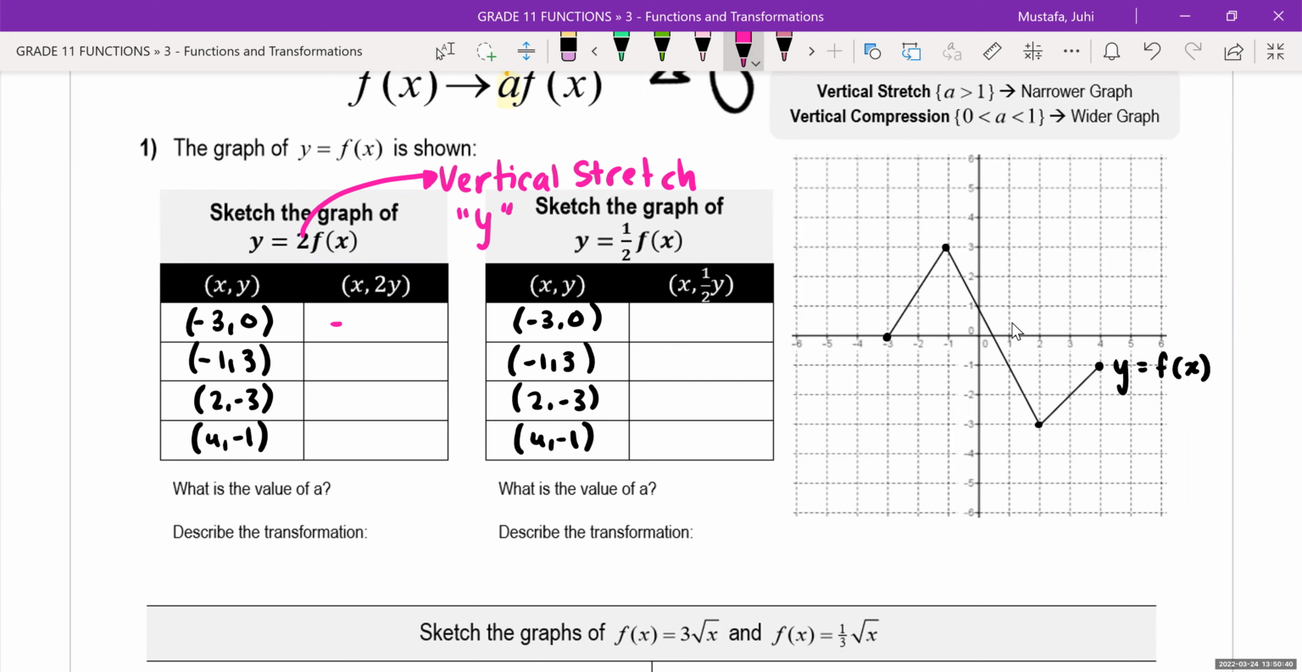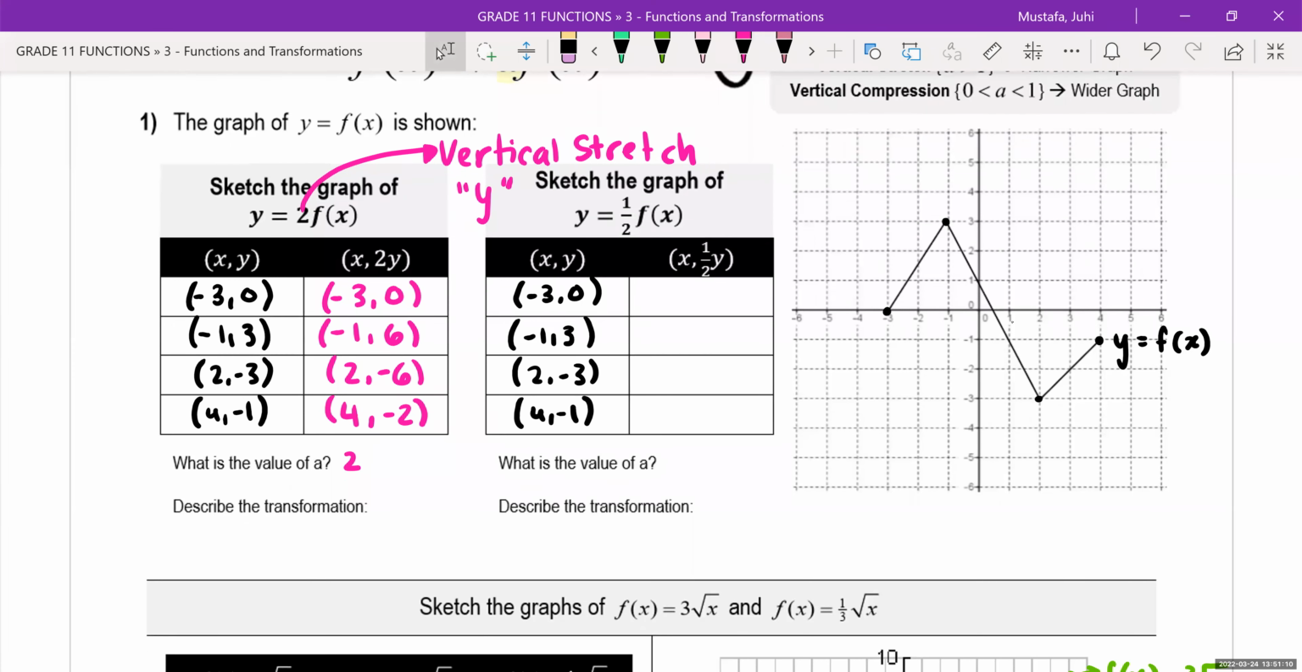So when we do that, the x values -3, -1, 2, and 4 all stay the same. And then 0 times 2 is 0, 3 times 2 is 6, -3 times 2 is -6, -1 times 2 is -2. Our a value is just the number 2. It's whatever the number in the question is. If we were describing this transformation, we would say, we kind of already wrote it up there, so I'll just repeat it here: it is a vertical stretch by a factor of 2.